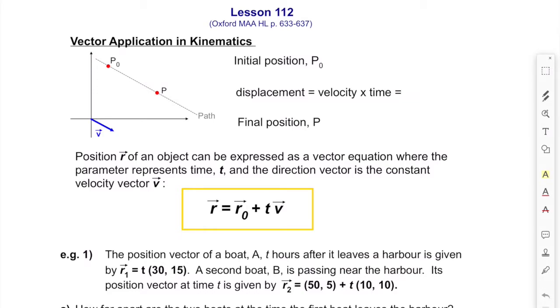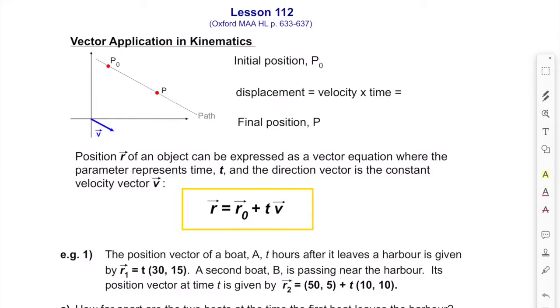In this question, in the diagram, you can see that there's a path shown as a dotted line. Along the path, there are 2 points: P0 indicates the initial position of an object, and P is any other position along this path. The blue vector v indicates the velocity vector, and notice how it is parallel to the path itself. So anywhere along the path can be represented as a scalar multiple of this velocity vector.